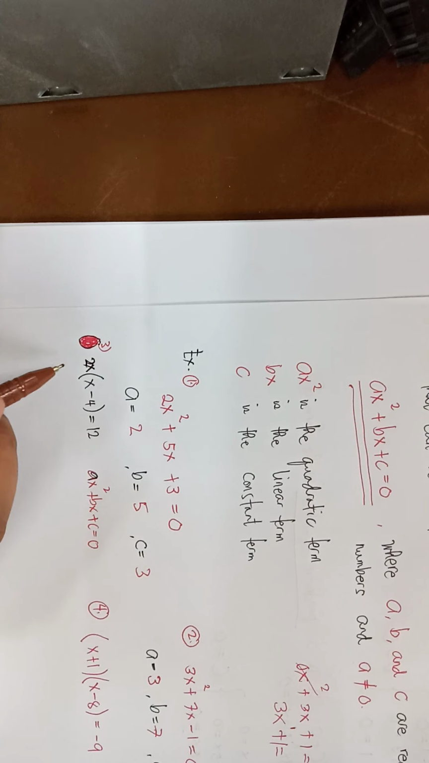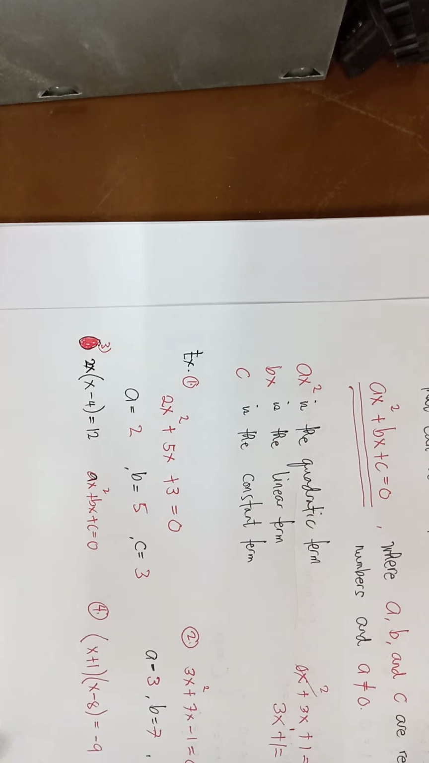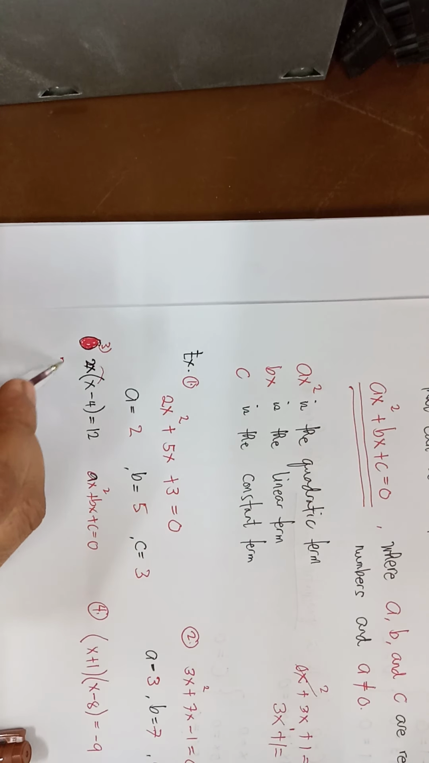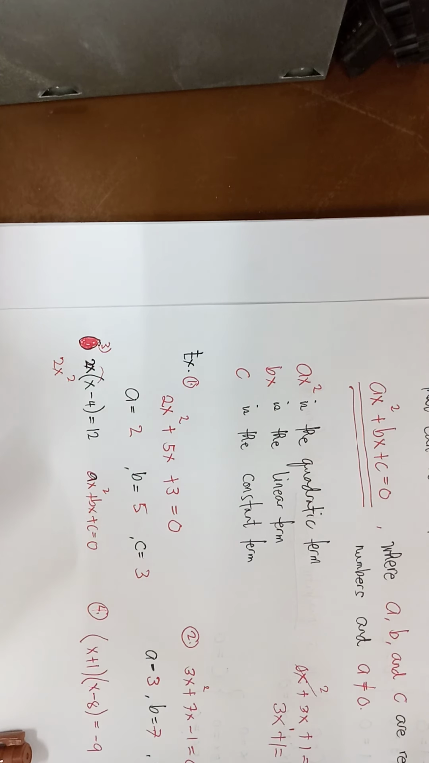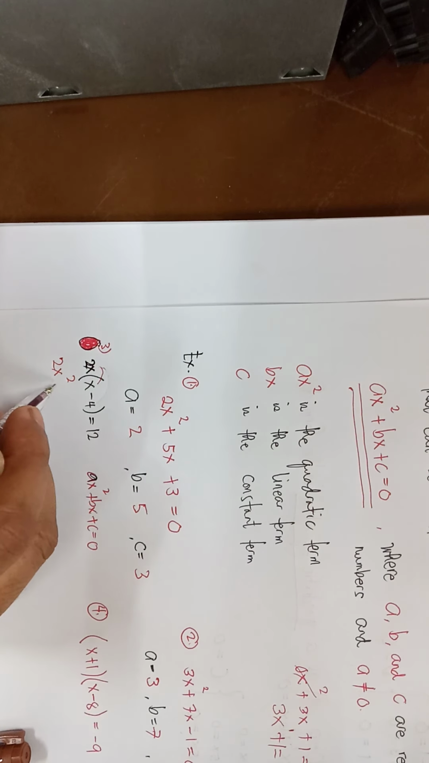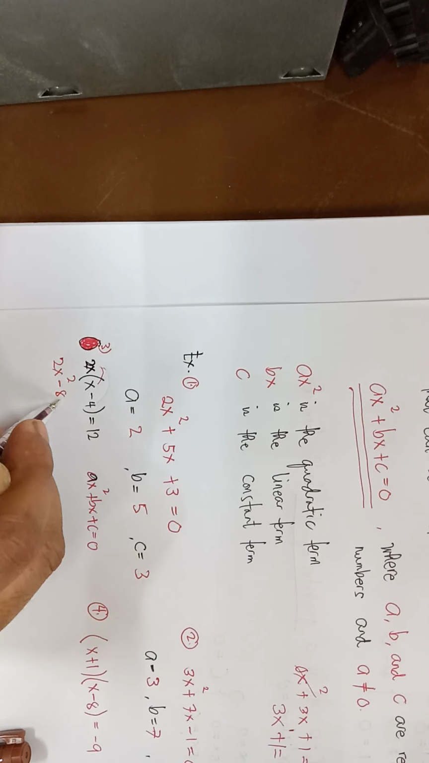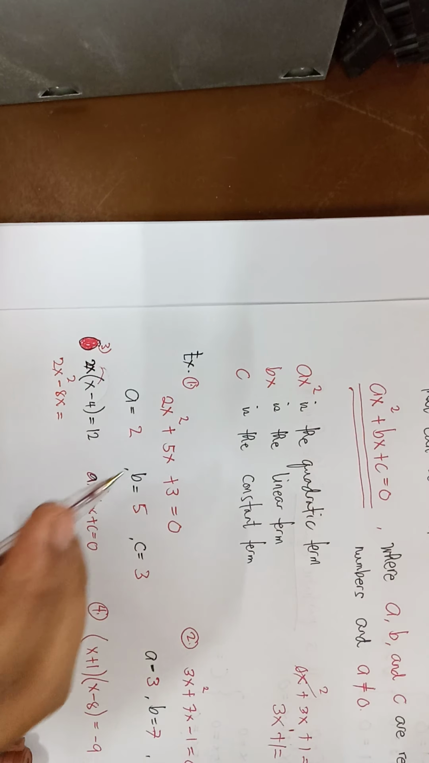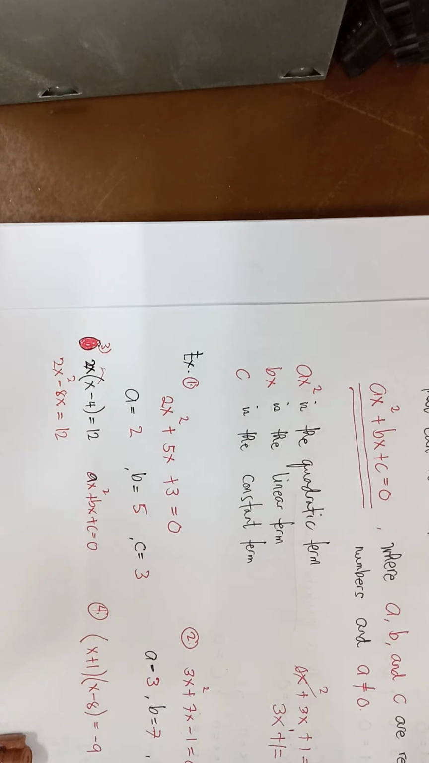Okay, so we're going to distribute 2x to both x and negative 4. So distribute 2x times x, so we have 2x squared. Next, distribute again 2x to negative 4. So 2x times negative 4, that is equal to negative 8x, all over, that is equal to 12.